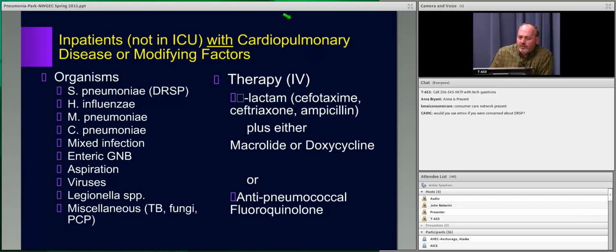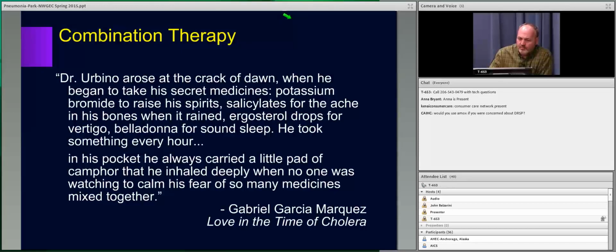Now here we have our group of inpatients who are not in the ICU, but who do have cardiopulmonary disease or modifying risk factors. Okay. So here it's going to get a little more complicated. We have essentially the same list of organisms, although more risk for drug-resistant pathogens. So in this case, we're going to give an IV beta-lactam plus either macrolide or doxycycline, or an anti-pneumococcal fluoroquinolone.